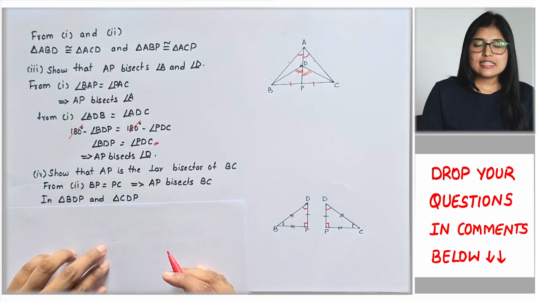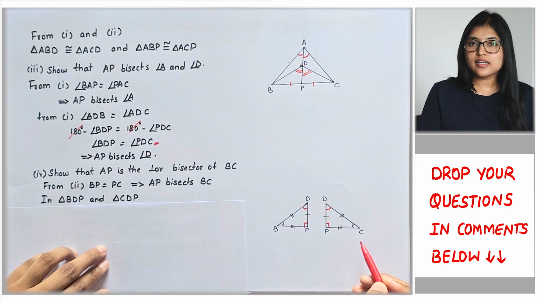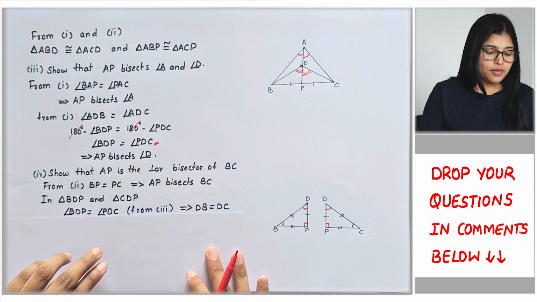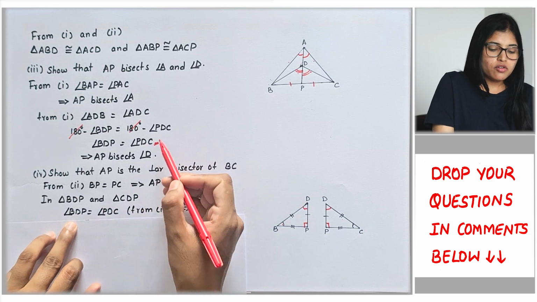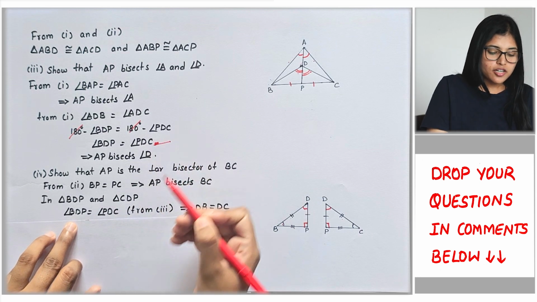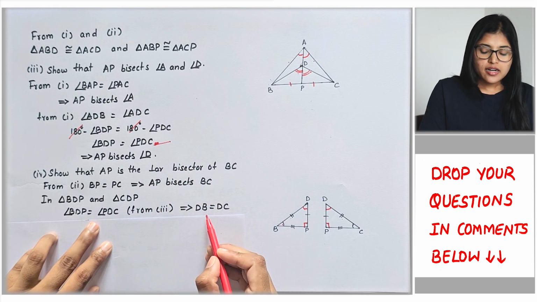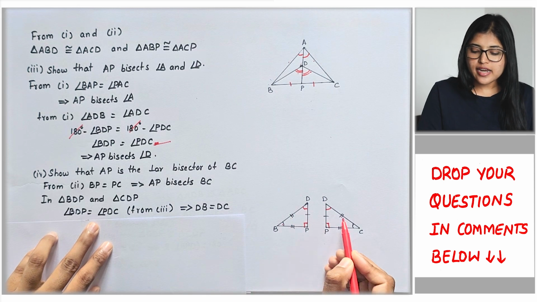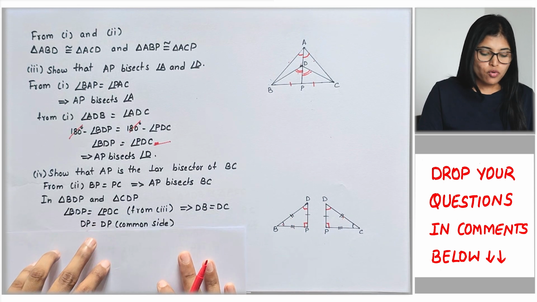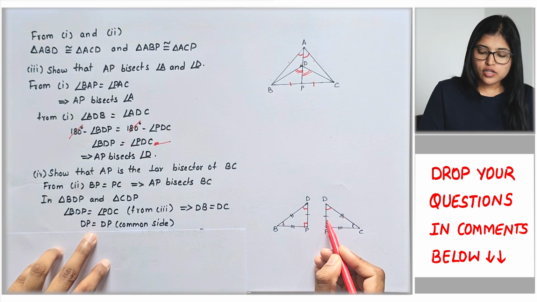How to do that? Let's consider triangle BDP and triangle CDP as shown here. Now from this, I can say that angle BDP equals angle PDC from the third part that we have proved, and DB equals DC, that is this side is equal to this side. So now DP is also equal to DP.